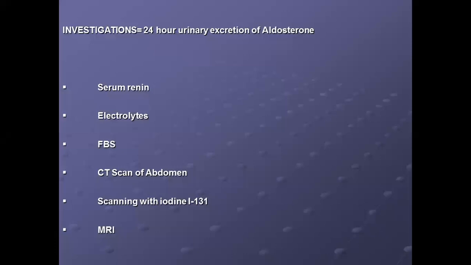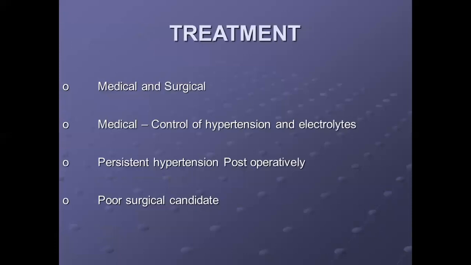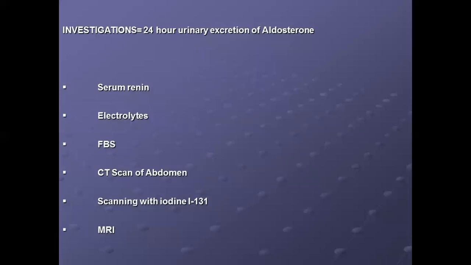Blood sugar usually is normal. CT scan of the abdomen is important, and sometimes MRI of the abdomen can be done that shows the adenoma. If it is inconclusive, then you can go for scanning with iodine 131. That's a very important investigation, and it should be done to rule out any malignancy or other things. MRI can be done. These are the investigations which we will advise. Aldosterone can be advised. Urinary aldosterone can be seen. This is also an important test. Important here is the renin, and renin should be suppressed.